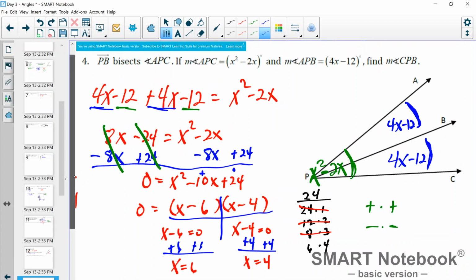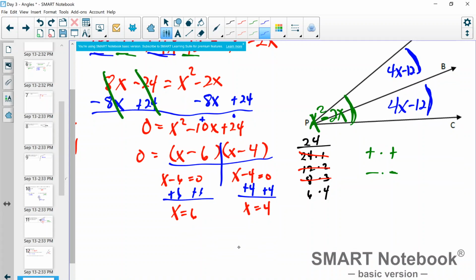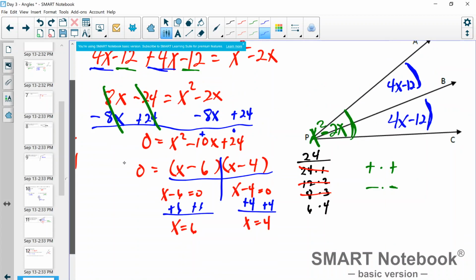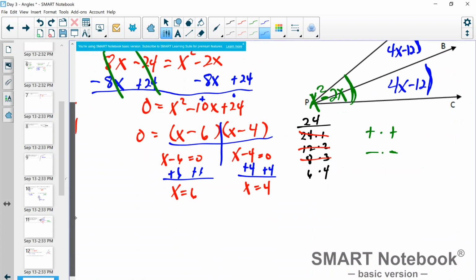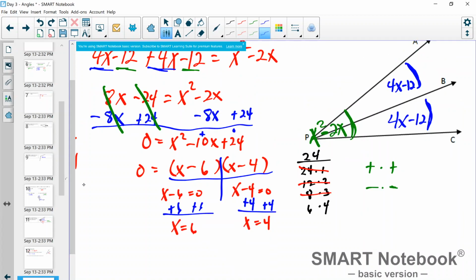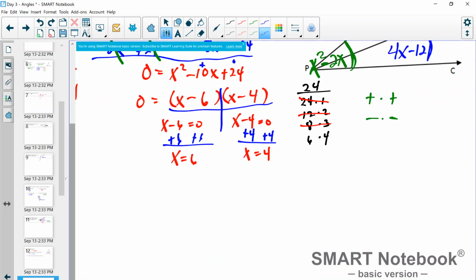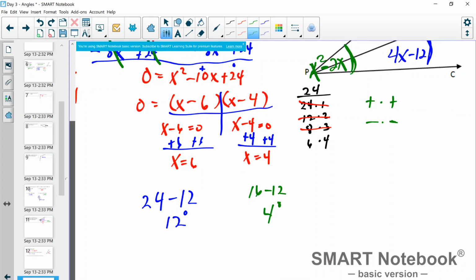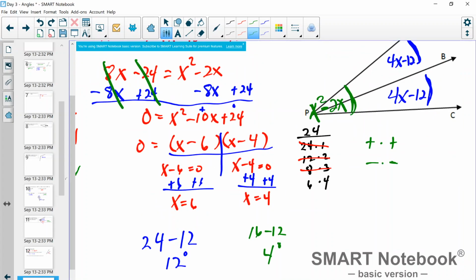So if I want to find angle CPB, I can actually plug in both 6 and 4, and it will be correct. So when x is equal to 6, I get 24 minus 12, which gives me 12 degrees. If I use 4, I get 16 minus 12, which gives me 4 degrees. So this is an instance where I will come up with two possible answers, and both are correct.